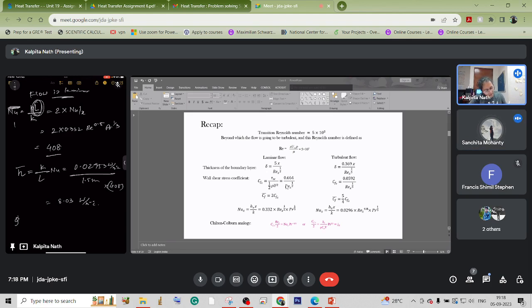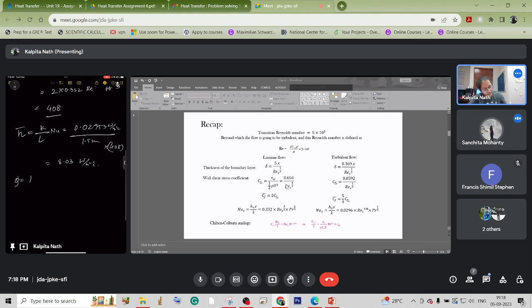Now heat transfer rate is h As (Ts minus T infinity). So this is 8.03, this is 1.5 into 6, and this is 140 minus 20. This will come out to be 8670 watt.